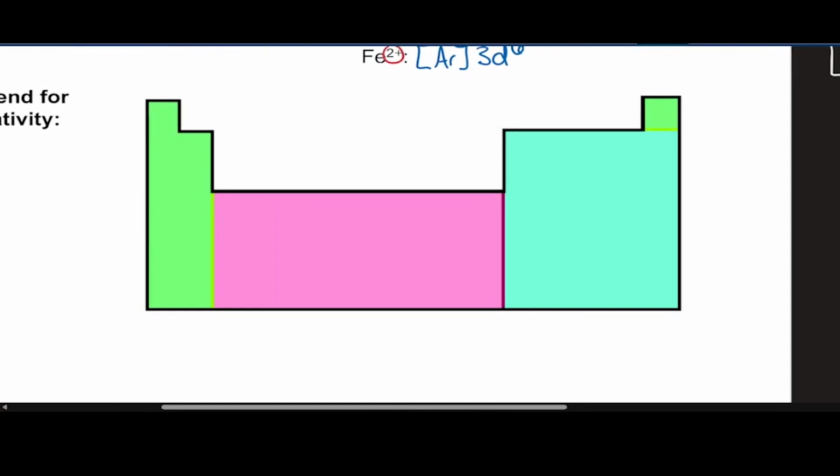Well, if we know anything about electronegativity, what we should remember is that fluorine is the most electronegative atom. So if we just draw an arrow to our fluorine, this is the trend for electronegativity, so it's opposite of the trend of atomic radius.